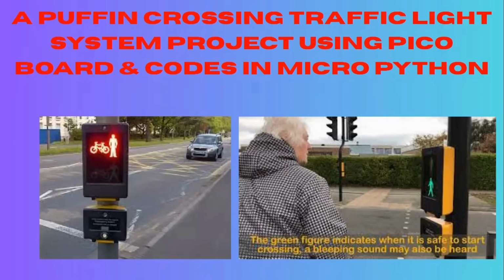What is Puffin? Puffin stands for pedestrian user-friendly intelligent crossing. It's a traffic light system. Okay, please remember it's a traffic light system. So let's understand the project. Before going to our lab, I will just show you one or two slides. Please watch and we will see the slides. Okay, right. So let's go to the second slide.